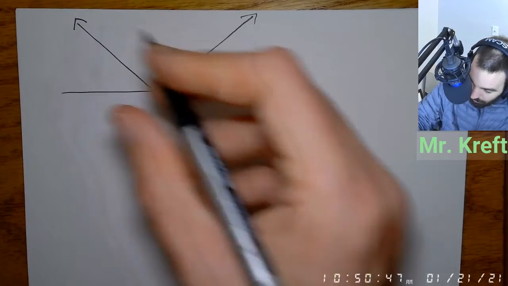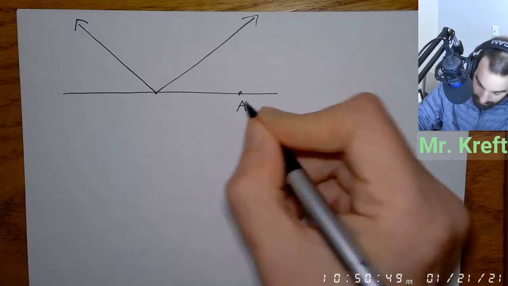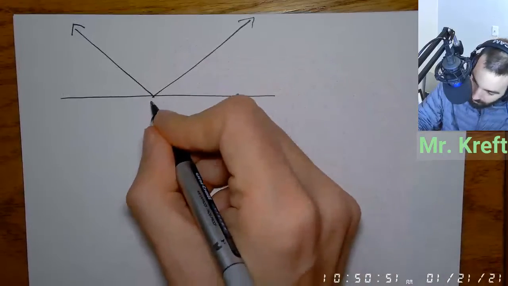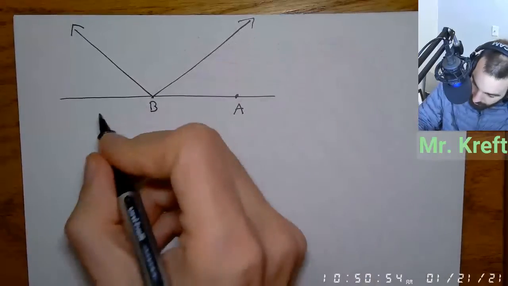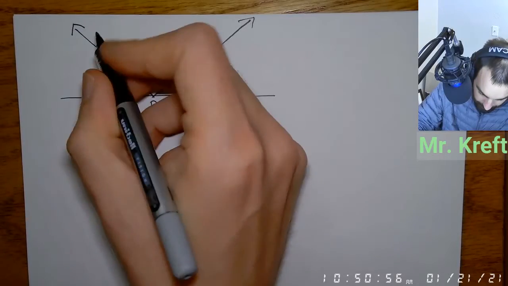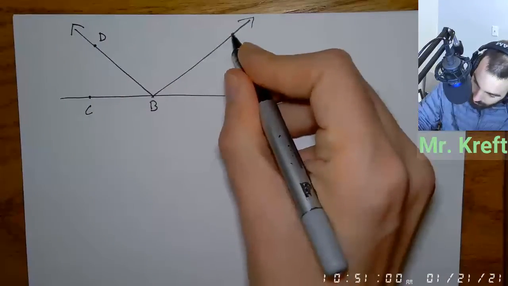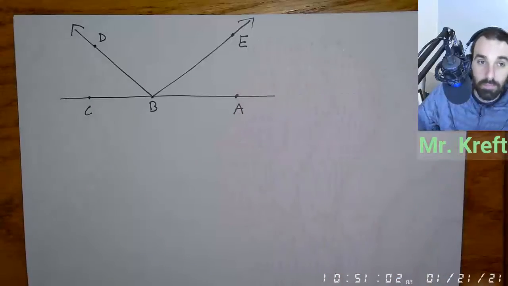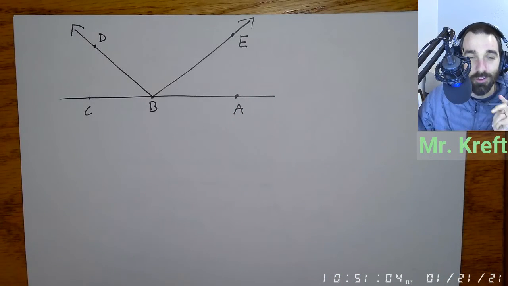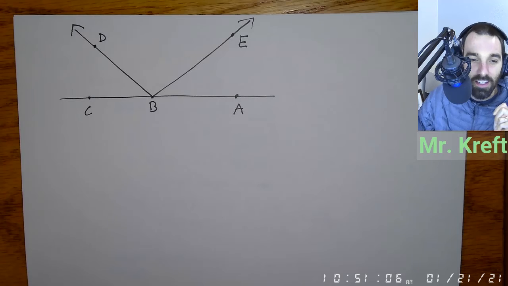So I'm going to go ahead and label this. So I'm going to have A, B, C, D, and E.